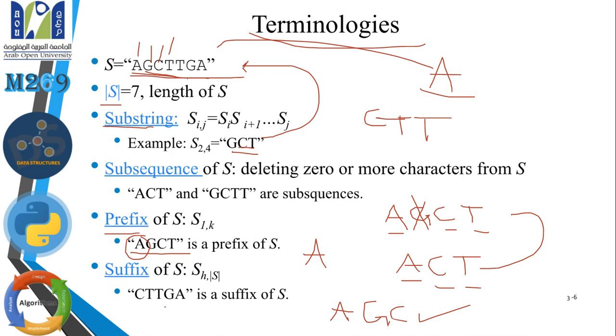And the opposite for the suffix, where we can consider A as a suffix, we can consider GA as a suffix, we can consider TGA as a suffix, we can also consider TTGA as a suffix.